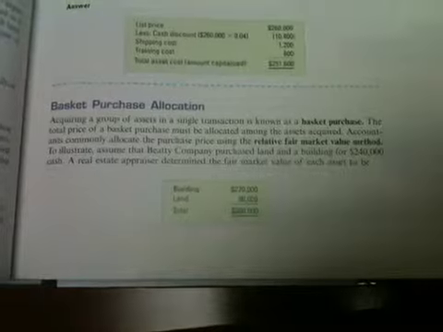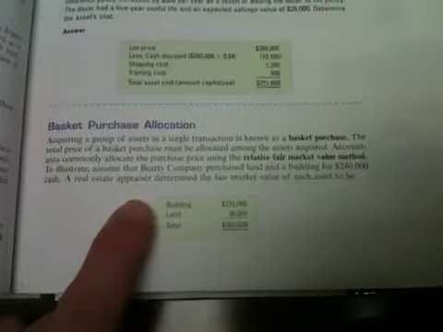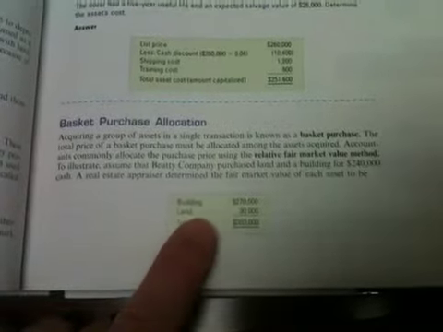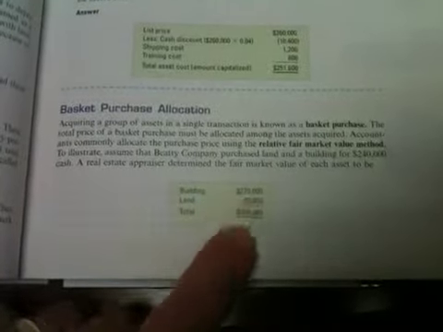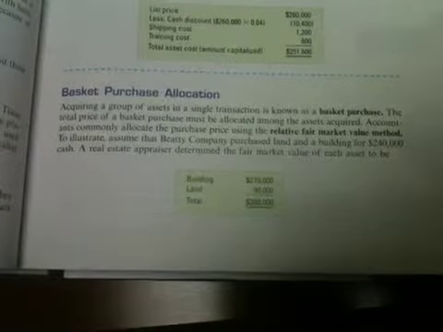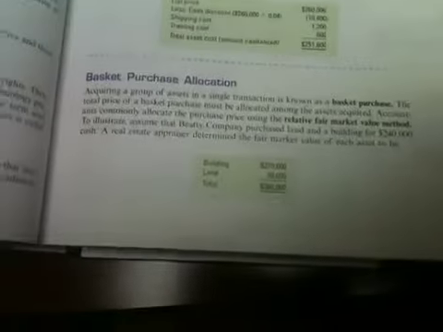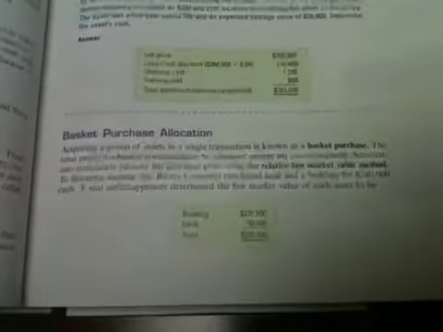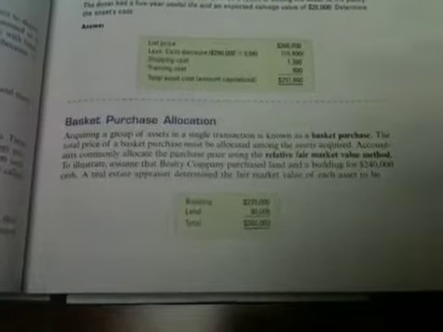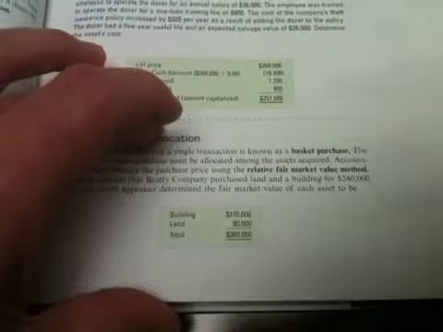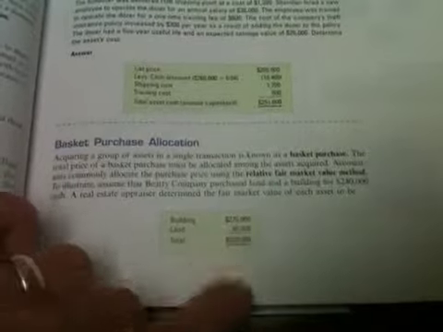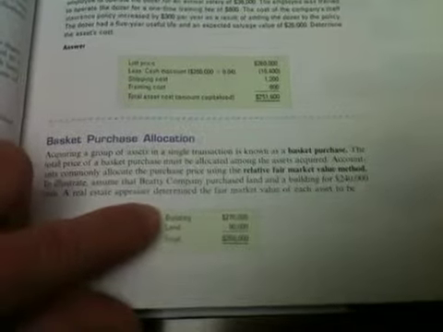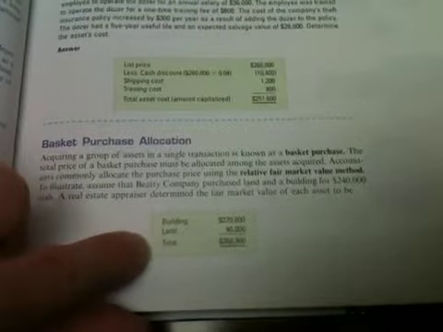So what they've done is they bring in a real estate appraiser and he determines the fair market value of each asset. So you've got the building appraised at $270,000, the land at $90,000, for a total of $360,000. And so you can see they got a little bit of a deal there because the market value shows $360,000 and they paid $240,000. We're not concerned necessarily about the $360,000 for the book price. All we're trying to do is figure out what percentage each of these two occupies of the total price.